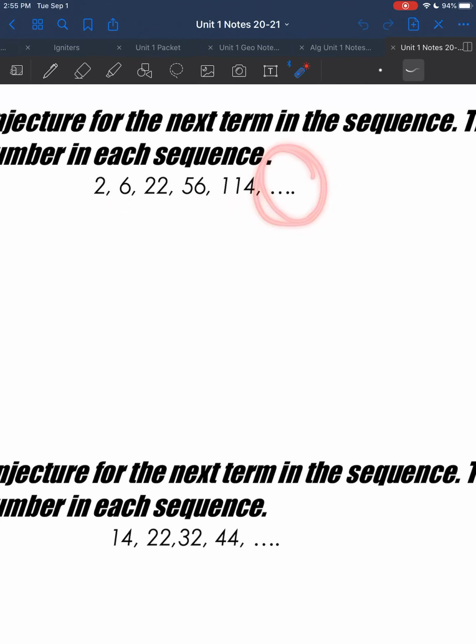So we know that this is going to be bigger than 114 because as we go through, each number is getting bigger. Okay? Then all we're going to do is subtract to see what the difference is. So for this difference here, I'm going to do 6 minus 2. And that's going to give me 4. Then for this one, I'm going to do 22 minus 6. That's going to give me 16.